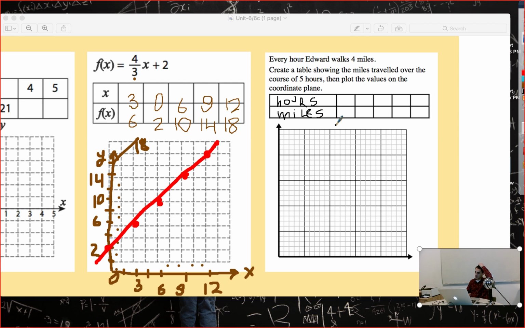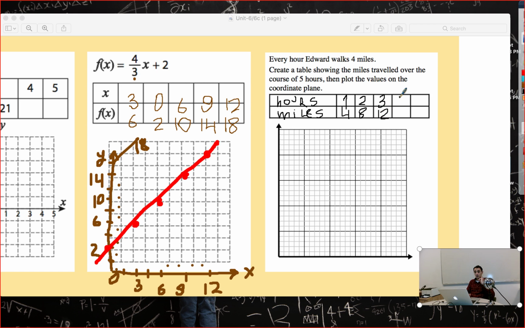Okay, so in the first hour Edward walks 4 miles. If he walks 4 miles per hour, it means that if he is going to continue this, he will walk 8 miles for 2 hours, 12 miles for 3 hours. Is it clear? So let's write, if he walks 2 hours, he will walk 8 miles. If he walks 3 hours, he will walk 12 miles.